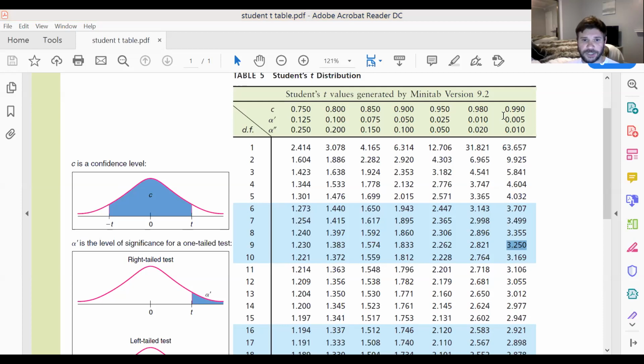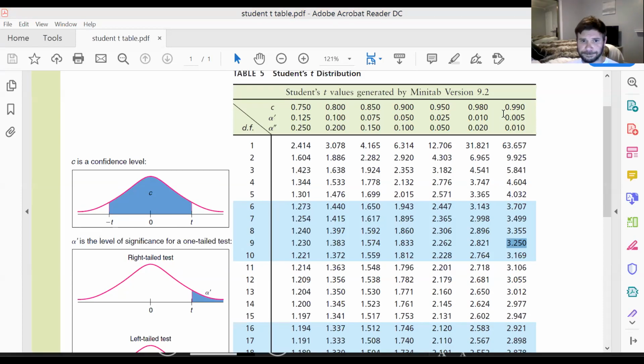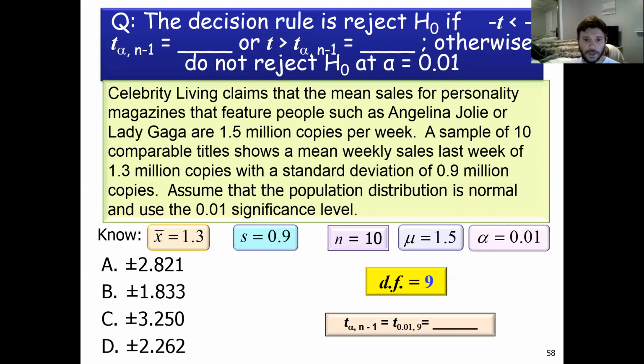So let's go ahead and jump back to our example here. Okay, we now have the t-value threshold found. It is 3.25. So we can go ahead and answer this question. Our decision rule is going to be to reject the null hypothesis if we get a test statistic that is more extreme than 3.25 in either the positive or the negative direction.